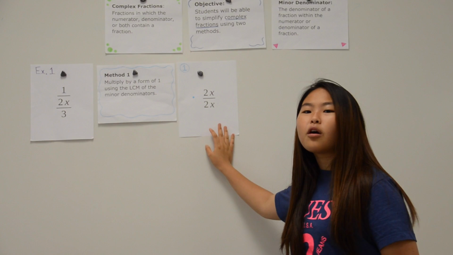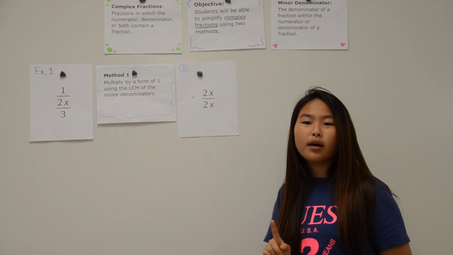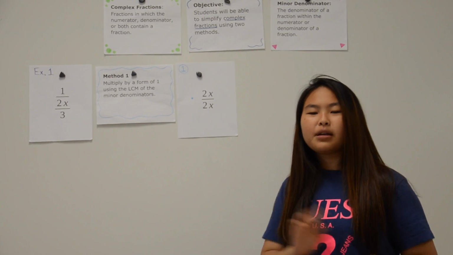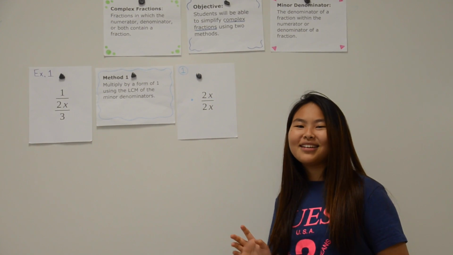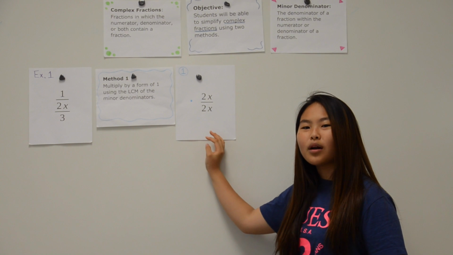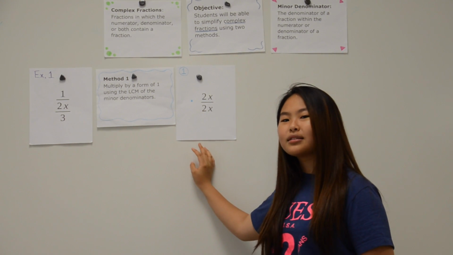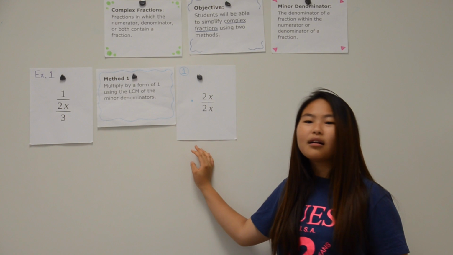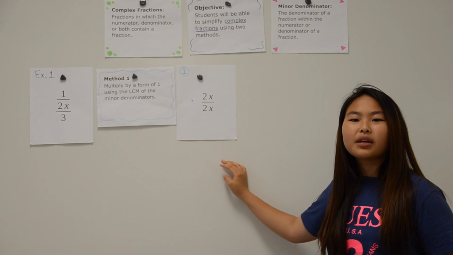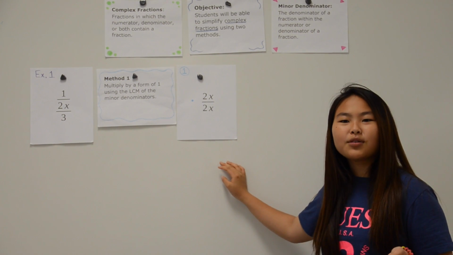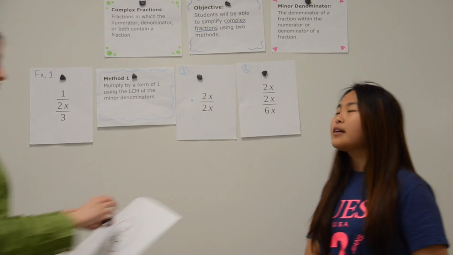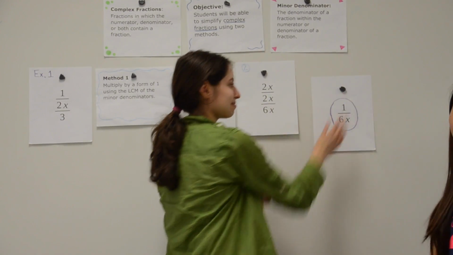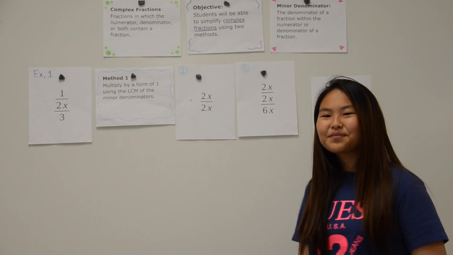When you are simplifying, you are always allowed to multiply by a form of 1, for example, with 8 over 8, because it does not change the value of the expression, because 1 is the multiplicative identity. In this case, the form of 1 we will use is 2x over 2x. We will cancel out our minor denominator of 2x. The numerator will be 2x over 2x, which can be simplified into 1. The denominator will be 6x. So this fraction simplifies into 1 over 6x. It is no longer complex.